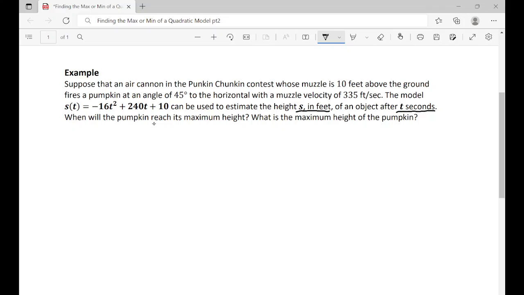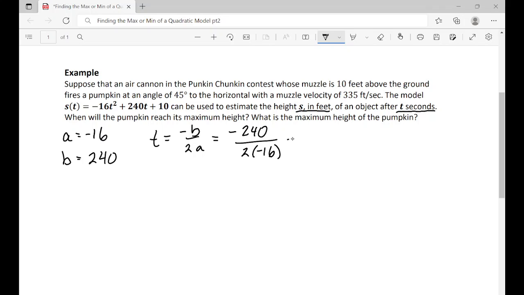So when will the pumpkin reach its maximum height? So that means we need to find its vertex, its max. So we can find our a value, which is negative 16, and our b, which is 240, and plug it into the vertex. So t in this case instead of x, because we're using t's, again, is still negative b over 2a. And so we're going to get negative 240 over 2 times negative 16. Which again, double negatives will go away, so 240 over 32.